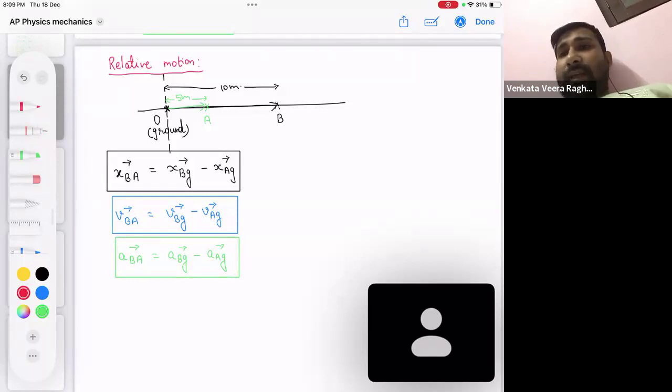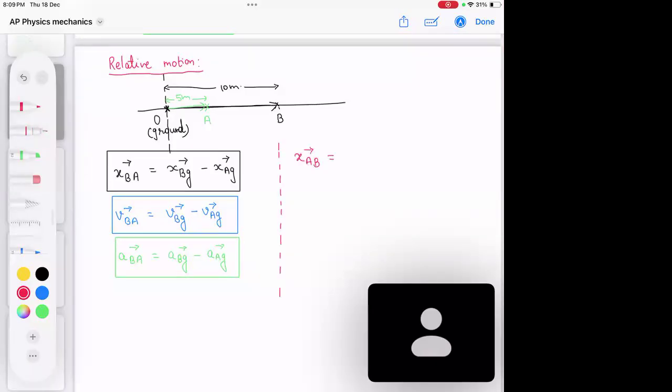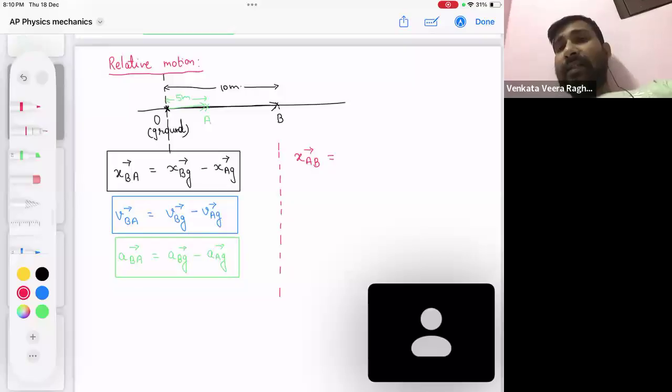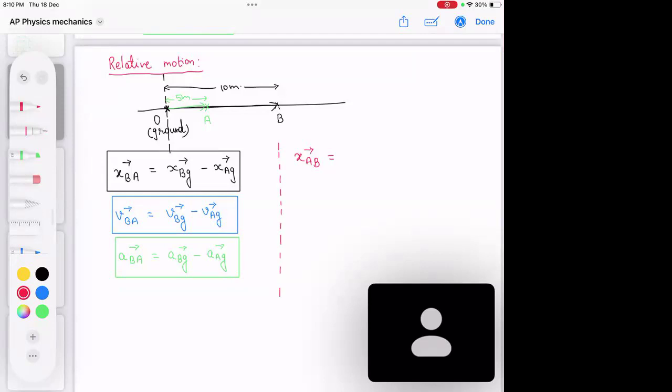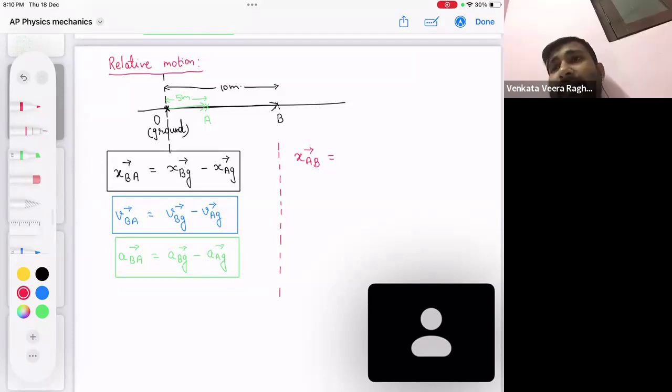Now tell me, one more thing: what is the position of A with respect to B? How much will it come? Position of A with respect to B means OA minus OB, correct? OA is the position of A with respect to ground, and OB is the position of B with respect to ground. So it is nothing but position of A with respect to ground minus position of B with respect to ground.